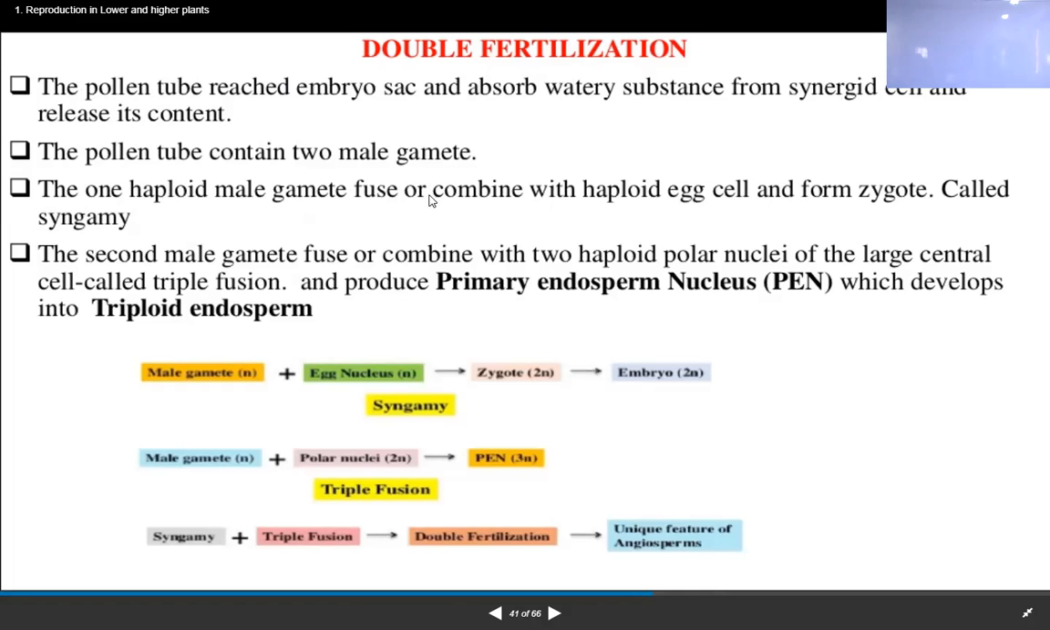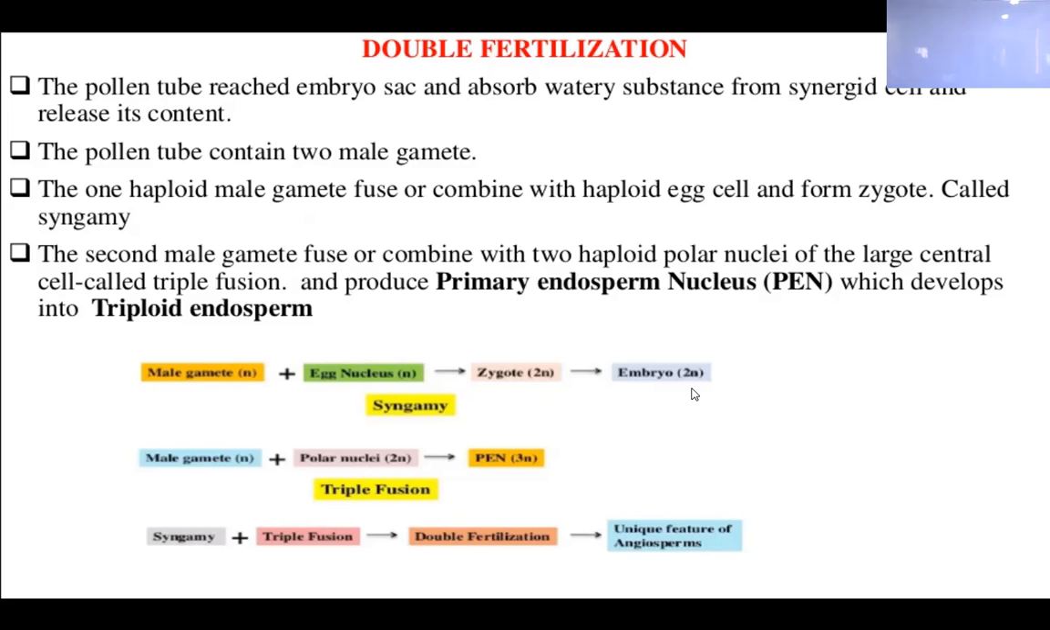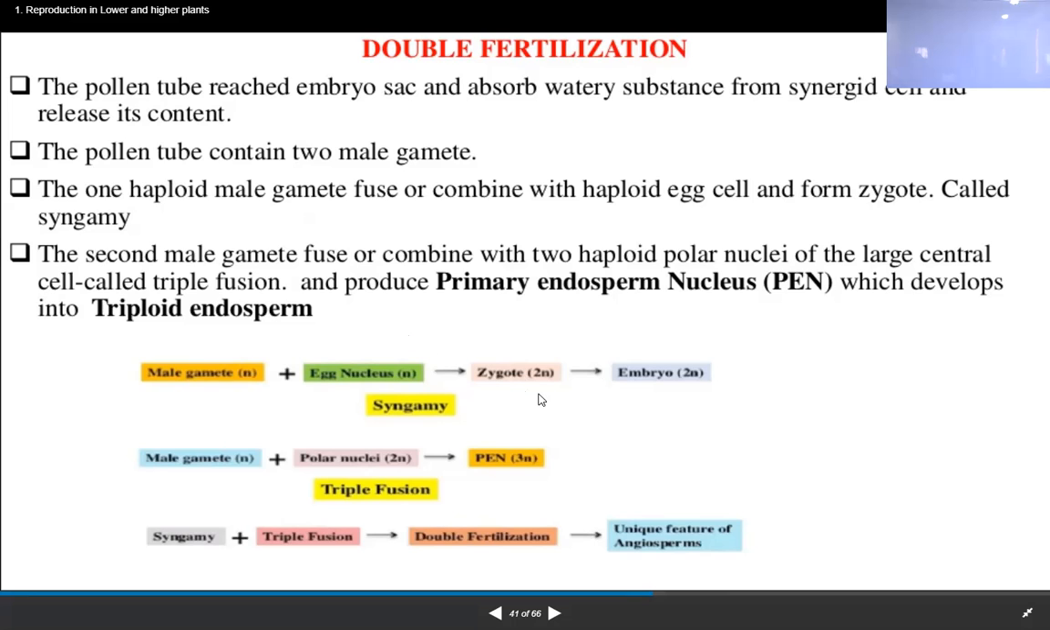One haploid male gamete fuses or combines with the haploid egg cell to form a zygote. Here you can see the male gamete, which is haploid in nature, and the egg nucleus, or egg gamete, or female gamete. The zygote will form, and the zygote then converts into an embryo. But when? Sejal, when? This is my question. Among the different developmental stages, after the zygote, the next stage is the embryo. This process is called syngamy.